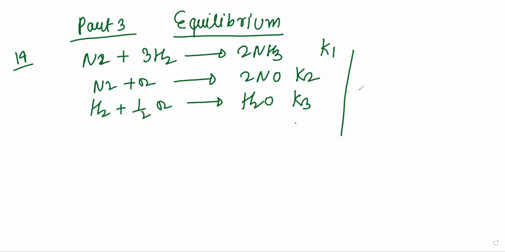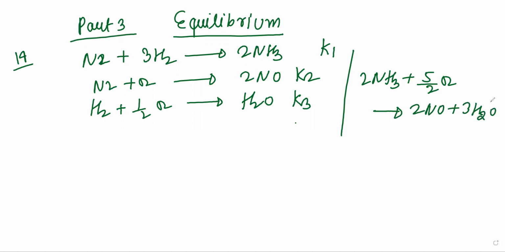You have to find the equilibrium constant for the reaction 2NH3 plus 5/2O2 produce 2NO plus 3H2O. Right. So you have to find the equilibrium constant of this reaction by using these three equations 1, 2 and 3. So you have to just relate it. You can see NH3 is on the reactant side, but in the first reaction, it is on the product side. So you have to just reverse this reaction.